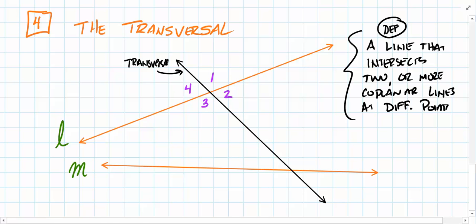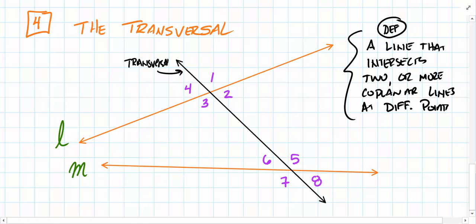I wonder, do you see the other 4? You do see the other 4, right? So I'm going to call this angle here 5. Okay? I'm going to call this 6. I'm going to call this 7. And I'm going to call this 8. You guys cool with that?